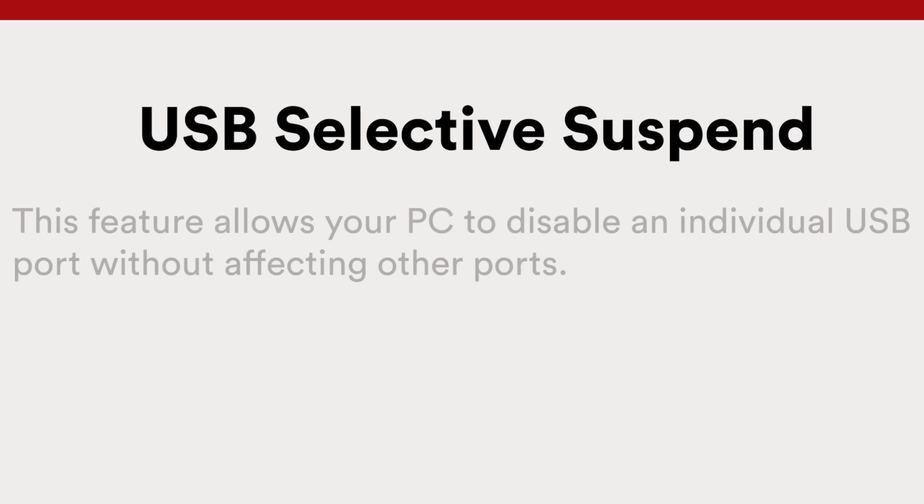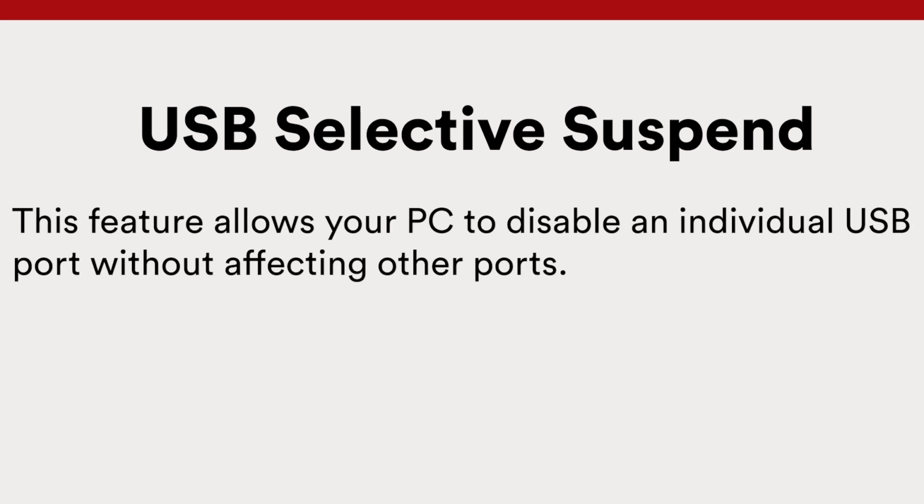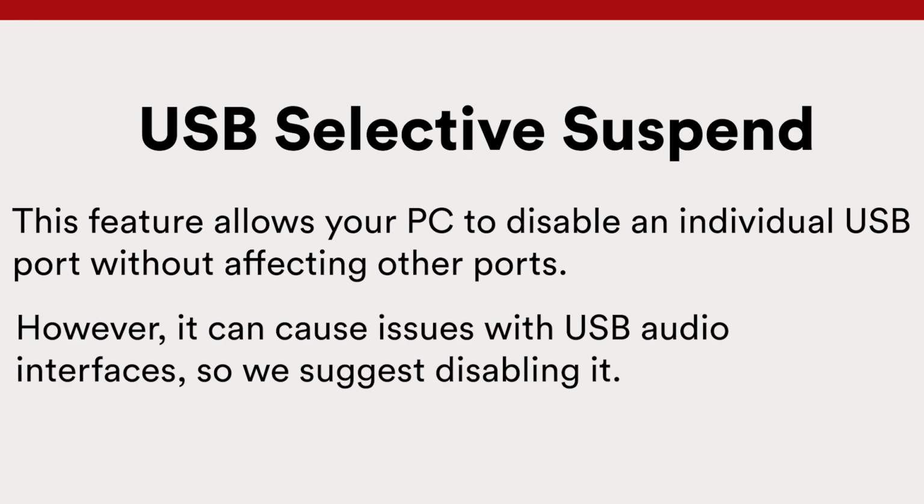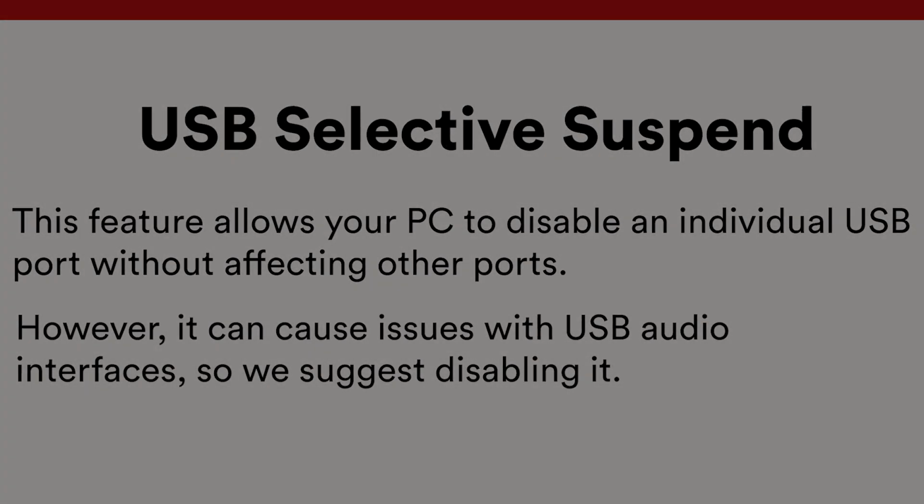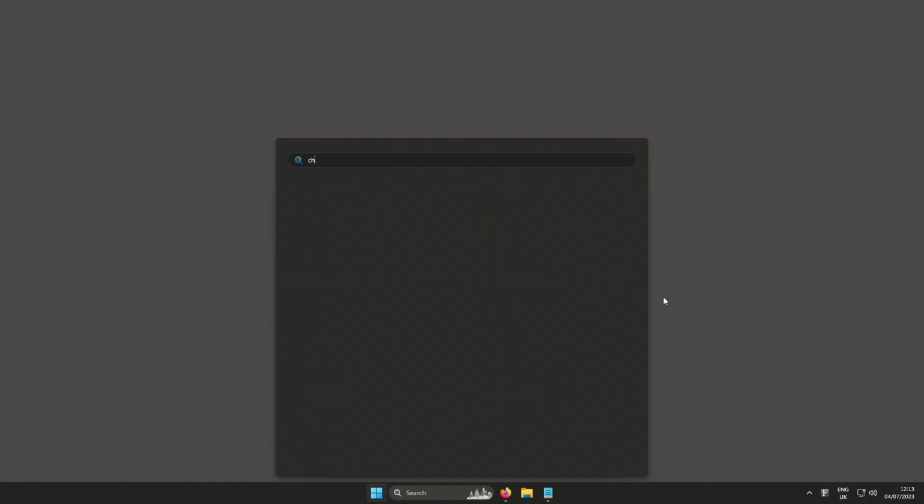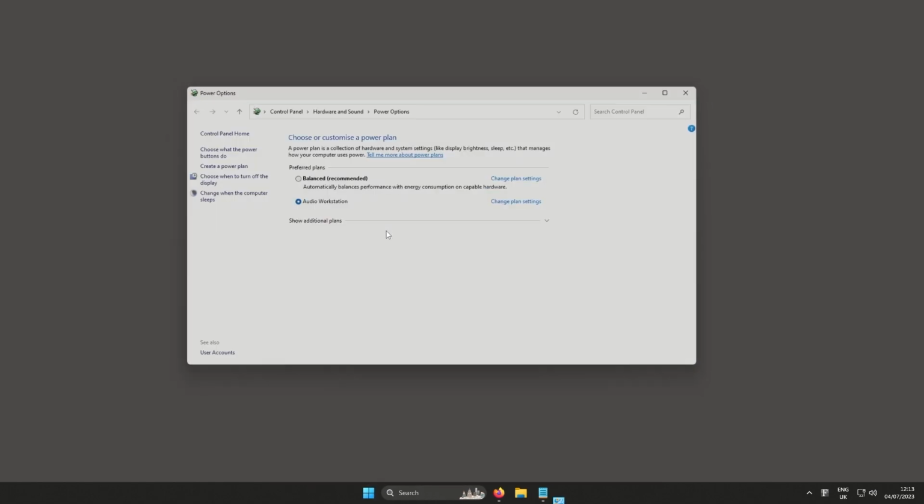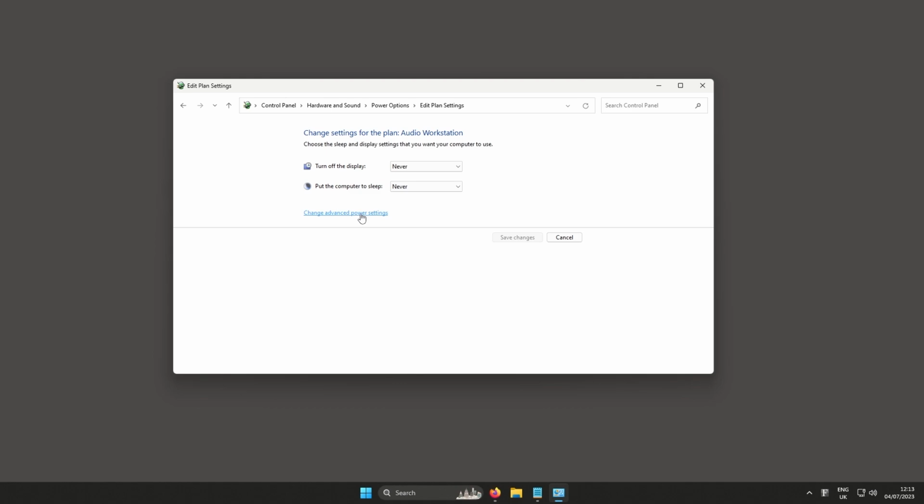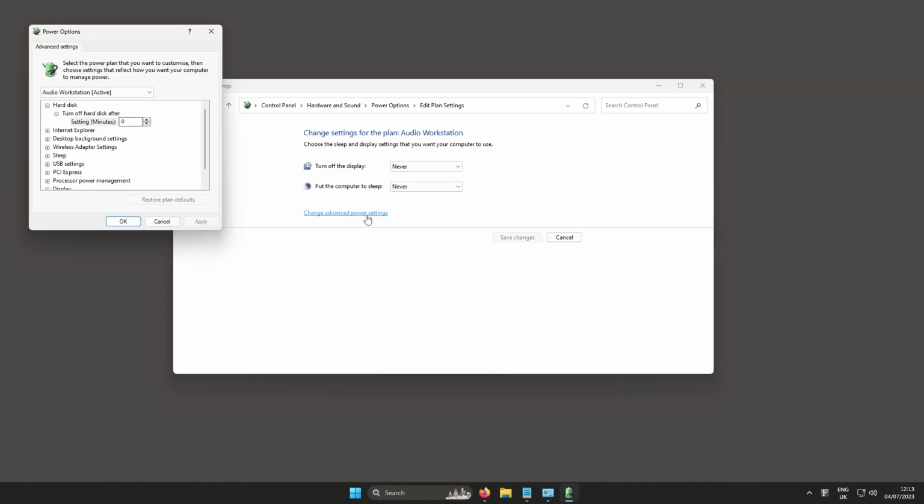The USB Selective Suspend feature allows you to disable an individual port without affecting the operation of the other USB ports. However, this feature can be the cause of some issues with USB devices, so we recommend disabling it. Open the Start menu and search for Choose a Power Plan. Click on Change Plan Settings, then Change Advanced Power Settings. Click USB Settings, then click USB Selective Suspend. In this drop-down menu, click Disable.